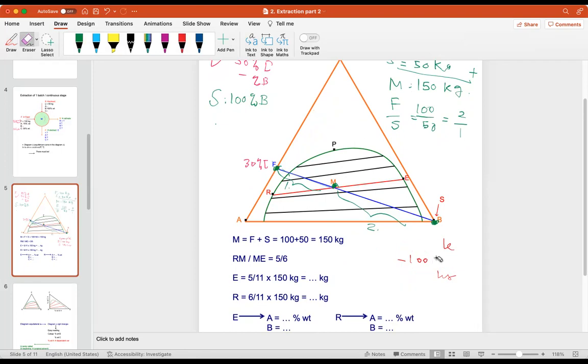Now my next question, which would always be on the quiz, is how many kilograms of extract that I get, and how many raffinate from the mixture that I get. That's important because we want to multiply the composition and the amount to get the value of the product. Just give me again 1 minute.